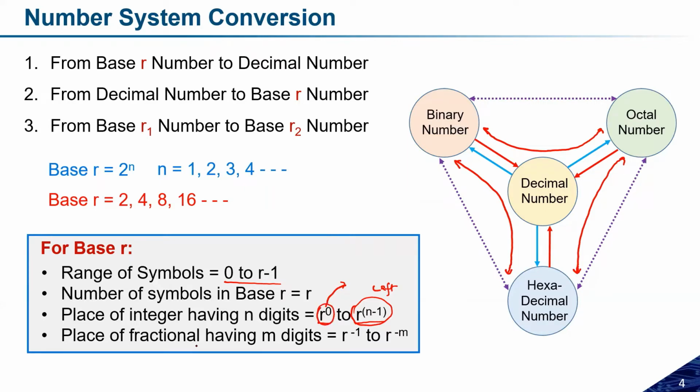Similarly, if I'm talking about the fractional part, then the range is r to the power minus 1 to r to the power minus m, where the r to the power minus 1 position is closest to the decimal on the right side of the decimal. This is the closest one, and this r to the power minus m is the most right-hand place in the information we have. So this is how we can write all those things.